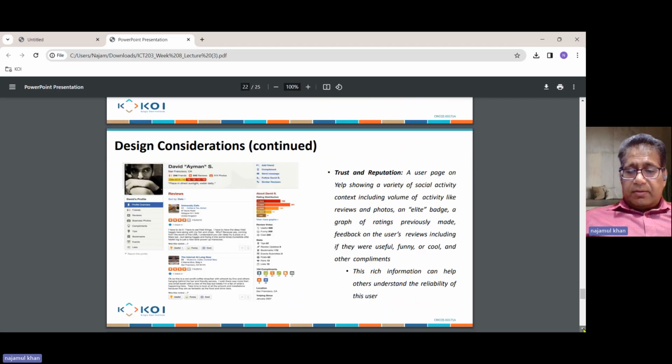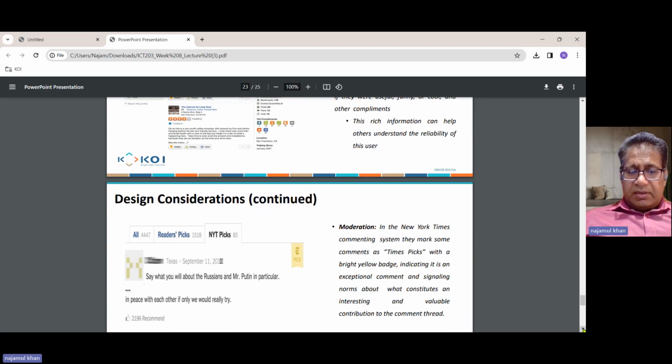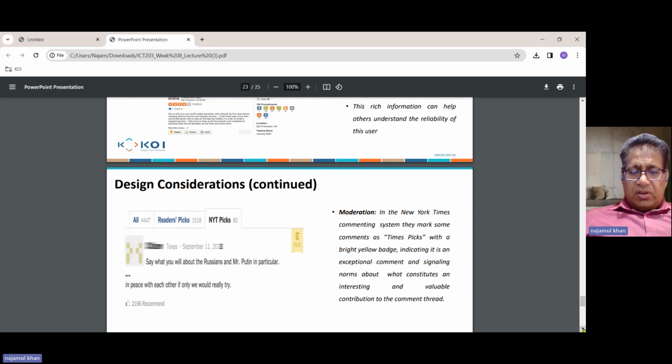All right, now the other thing, guys, we have here in terms of design considerations is moderation. The New York Times commenting system marks some comments as Times Picks with a bright yellow badge, indicating it is an exceptional comment and signaling norms about what constitutes an interesting and valuable contribution to the comment thread. I mean, it's a New York Times newspaper, people write comments, like people write articles, and sometimes it's just the way it is being shown.